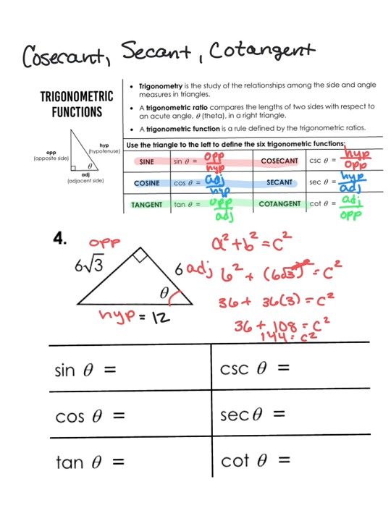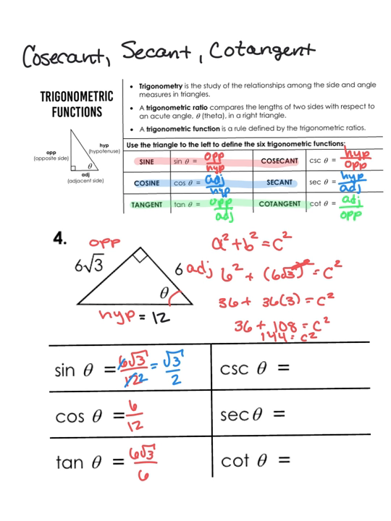Okay, so I'm going to look for the sine, cosine, and tangent first. So the sine is opposite, 6 square roots of 3, over hypotenuse. The cosine is adjacent over hypotenuse, and the tangent is opposite over adjacent. I am going to reduce these. 6 goes into 12 2 times, so this is the square root of 3 over 2.